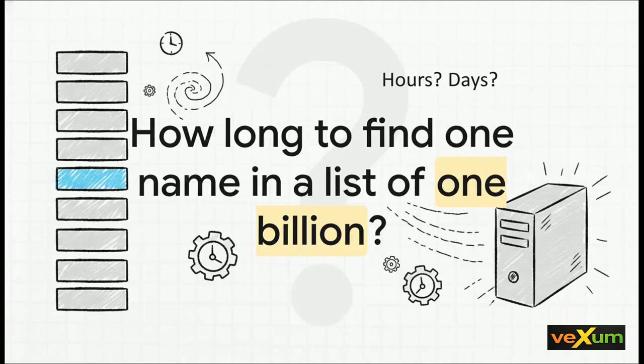So, to really get a feel for what we're talking about, let me throw a question at you. Imagine you have a list of 1 billion names, all sorted perfectly. You just need to find one specific name in there. How long do you think that would take a computer? A few hours? Maybe a whole day?